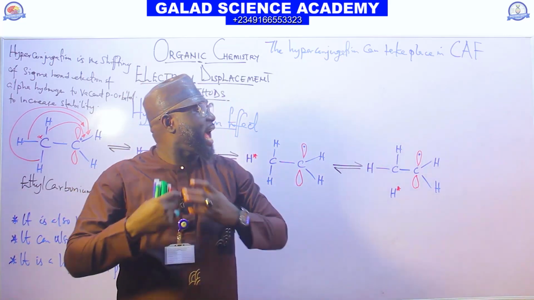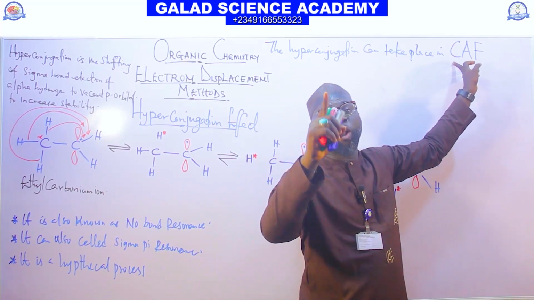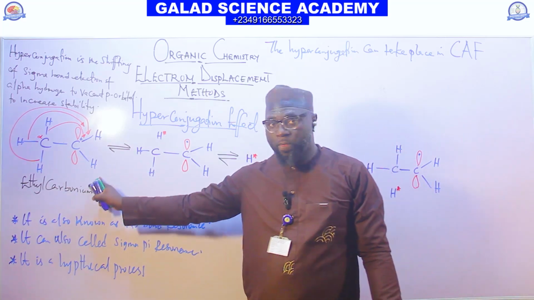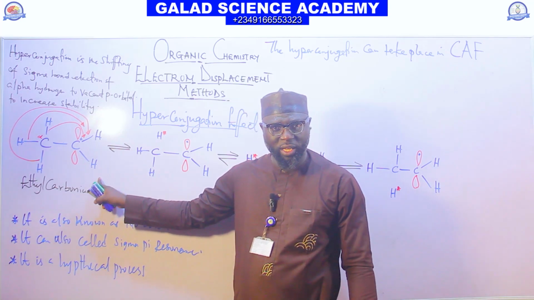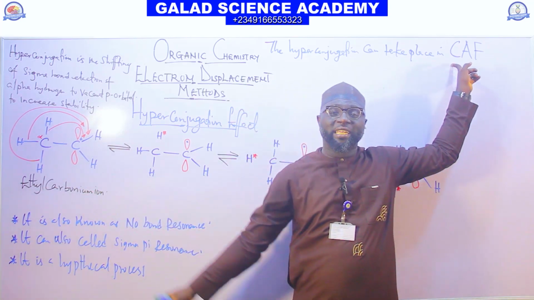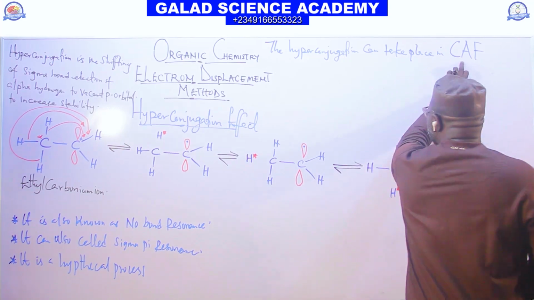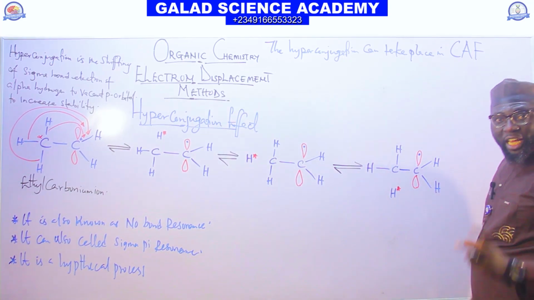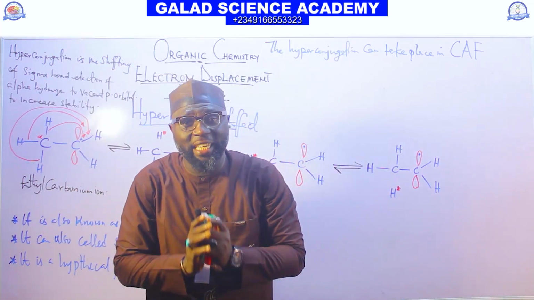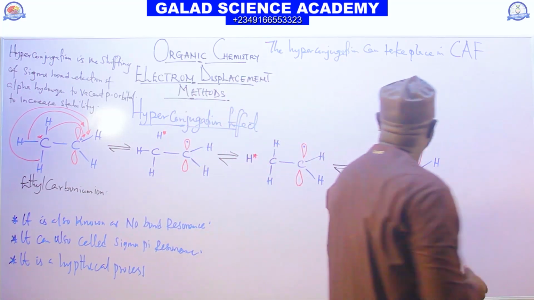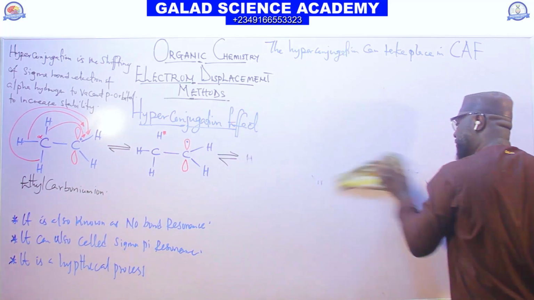And the compound, I call it CAF. The C stands for carbonium ion. Any organic compound that contains a carbon with a plus charge is called a carbonium ion. This hyperconjugation can also take place in alkene, a double bond functional group. The last one, hyperconjugation takes place in free radicals. So let me explain the three scenarios of hyperconjugation. It's very easy.